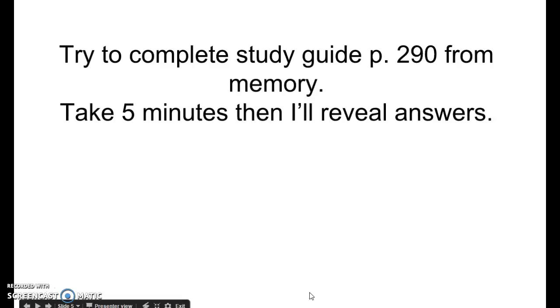To help you study for the test, see if you can complete your workbook, page 290, from memory, and then check your answers from the book. But anytime you can do this from memory, if you get it right, you really know it.